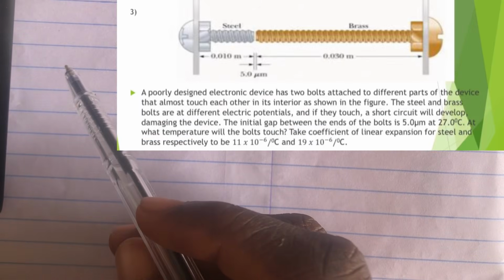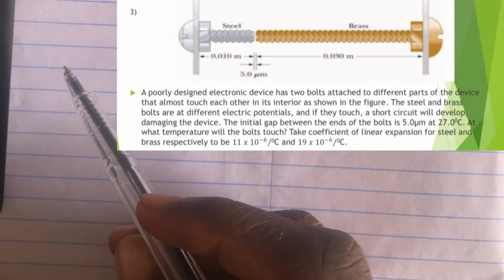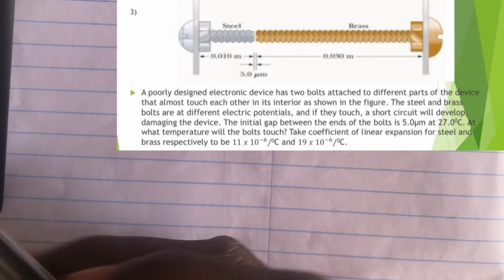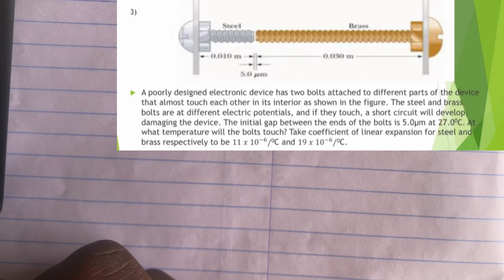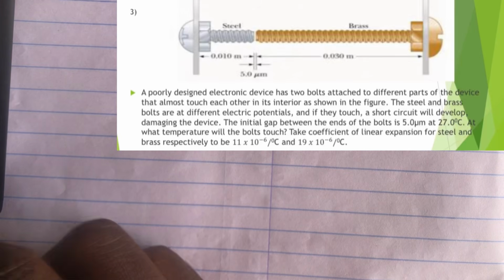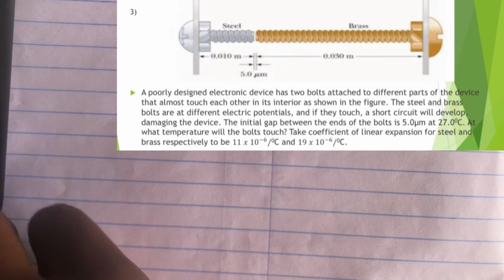Okay, so for the next question, you're going to see it on the screen. You can see a circuit with two electronic devices. One is silver, while one is brass colored. The information about the steel and the brass, everything, is given. So we're going to use this diagram to solve the question.